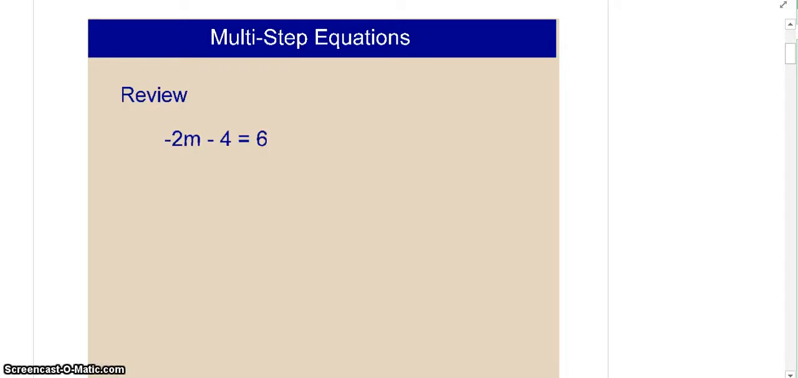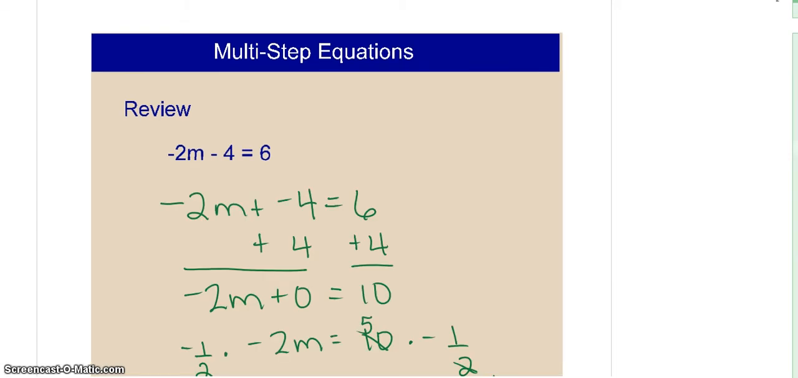Today we are going to learn about multi-step equations, or multiple step equations. As a quick review, we'll run through how to work with two-step equations. Here we have negative 2m minus 4 equals 6. Take just a minute, pause the video, work this problem, and check your steps and answers with mine.